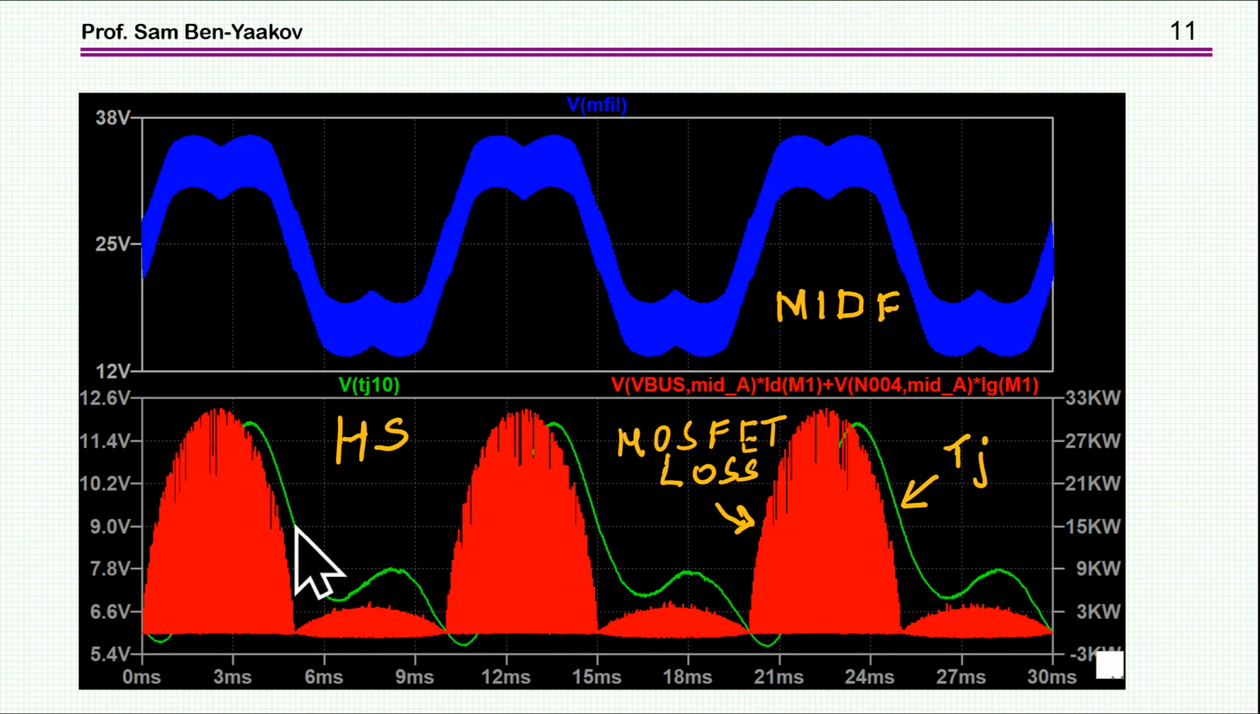This is a frequency of 100 Hertz. And you can see that the temperature is actually going up and down during the period. So you cannot assume that an average will give you a good number. You have to take into account that within the switching cycle, you have a variation of the junction temperature.